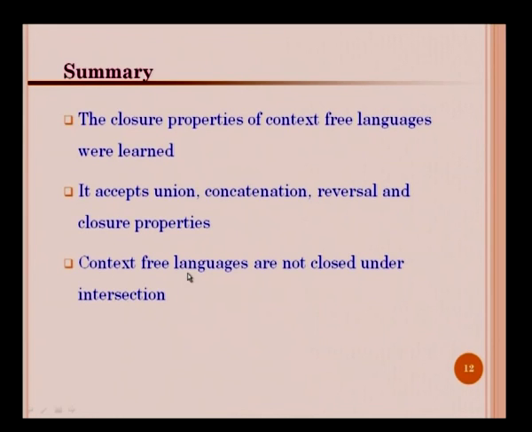To summarize, we have seen union, concatenation, reversal and closure. These are the operations which are accepted by context free languages, that means the results are context free. Whereas we have seen one operation, the intersection operation, which is proved to be non-context free, that is, not accepted by context free languages. We gave the proof by example, taking two different context free languages, computing their intersection, and that language is non-context free, so intersection is not accepted. So, that is the summary.